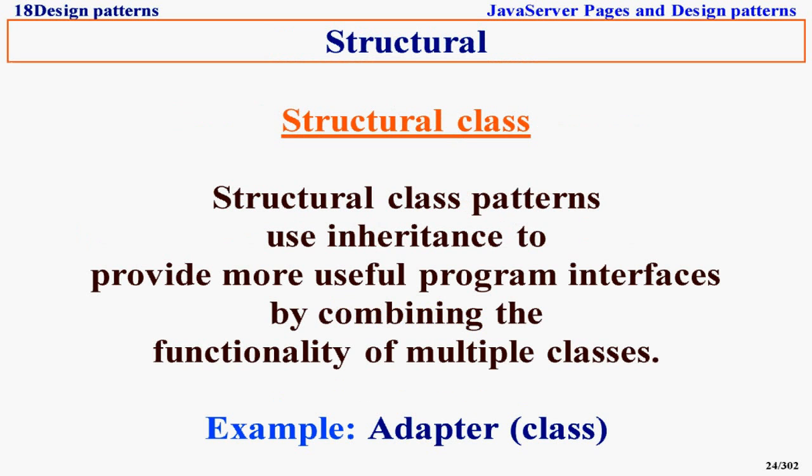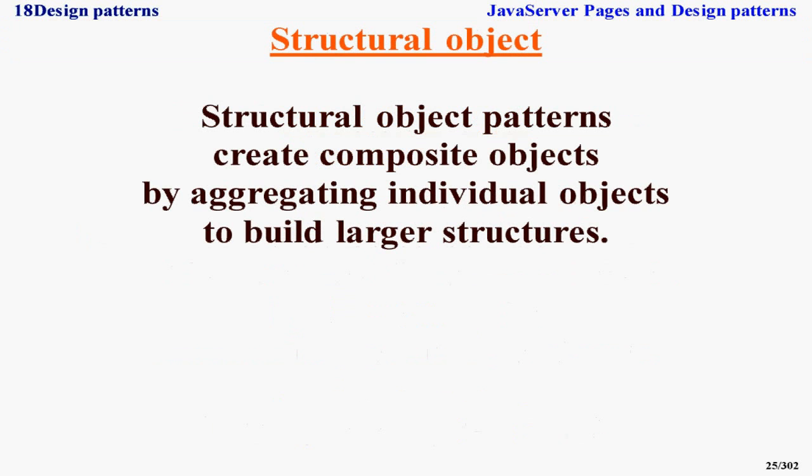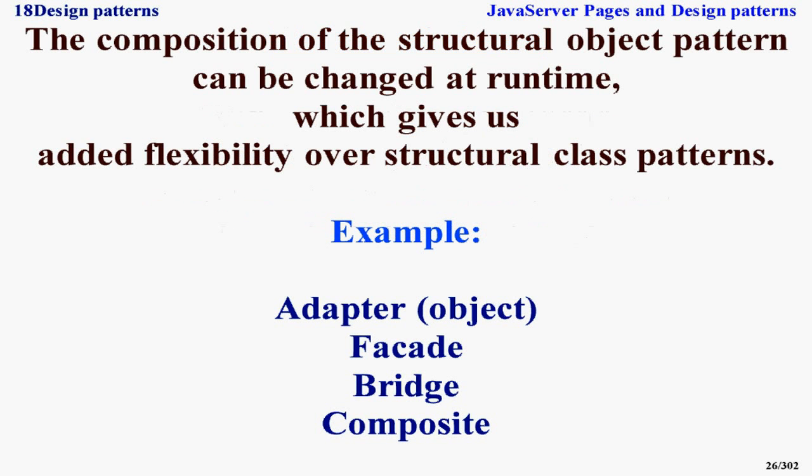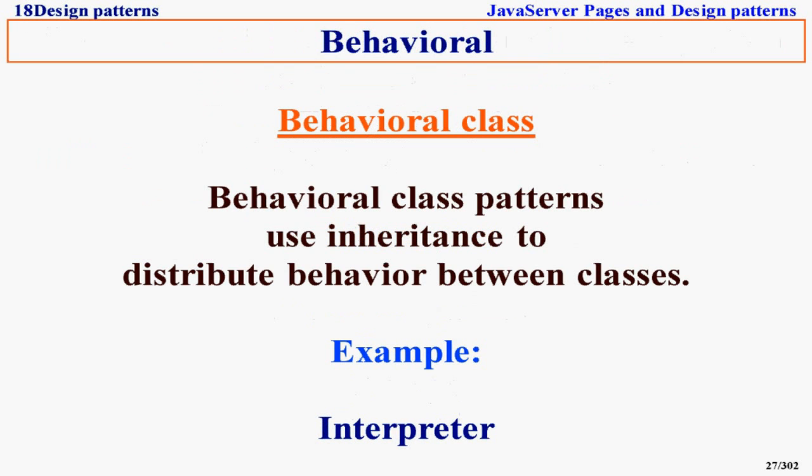Structural class. Structural class patterns use inheritance to provide more useful program interfaces by combining the functionality of multiple classes. Example: adapter (class). Structural object. Structural object patterns create composite objects by aggregating individual objects to build larger structures. The composition of the structural object pattern can be changed at runtime, which gives us added flexibility over structural class patterns. Example: adapter (object), facade, bridge, composite. Behavioral class. Behavioral class patterns use inheritance to distribute behavior between classes.